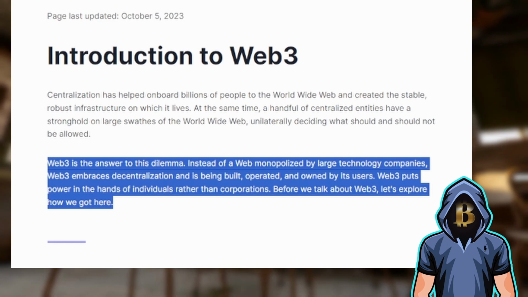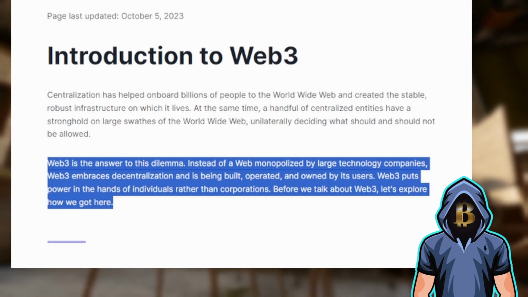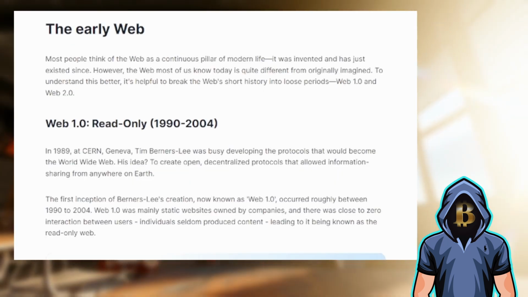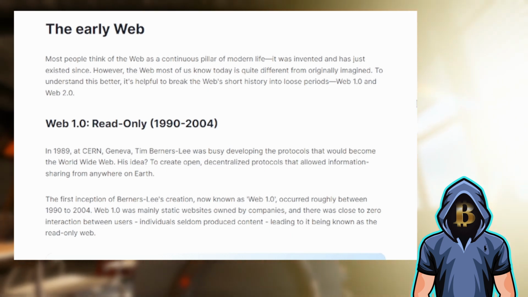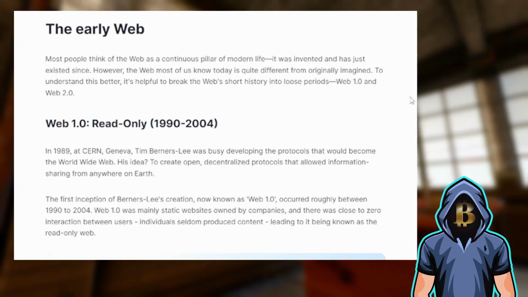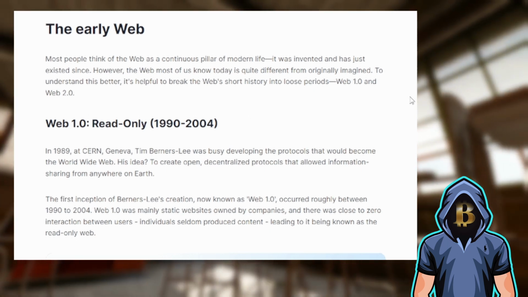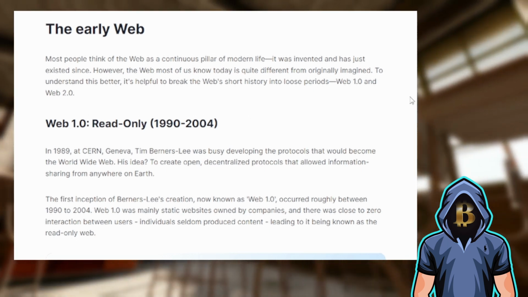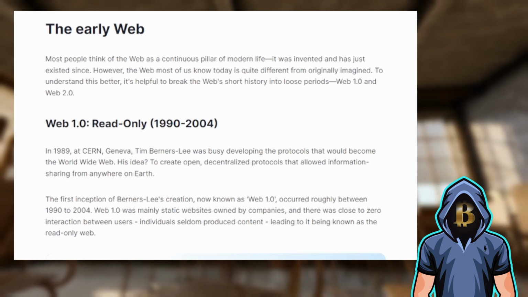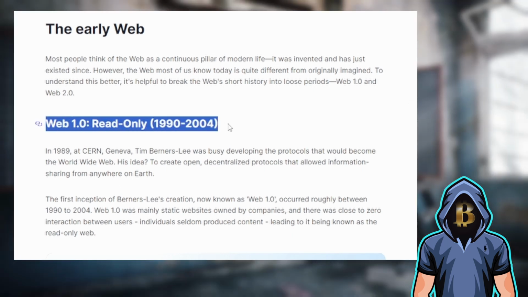Before we talk about Web 3, let's explore how we got here. We believe the web has always been there, but it's not always been the case. For those of you who were born in the 80s and earlier, you know the existence of a pre-web life and a post-web life. So Web 1.0 was read-only.